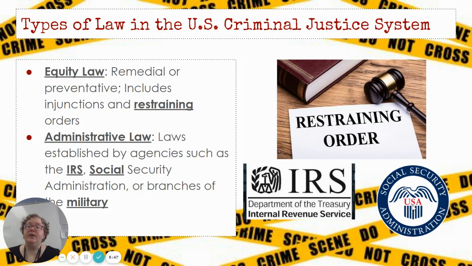There is also equity law. Equity law is remedial or preventative. So these are measures that people take just to protect themselves. It includes things like injunctions and restraining orders. Administrative law are laws established by different agencies in the U.S., such as the IRS, which obviously determines the tax laws. Social Security and other branches of the military also fall under administrative laws. Each of those agencies has the power to create their own laws for whatever their jurisdiction is.